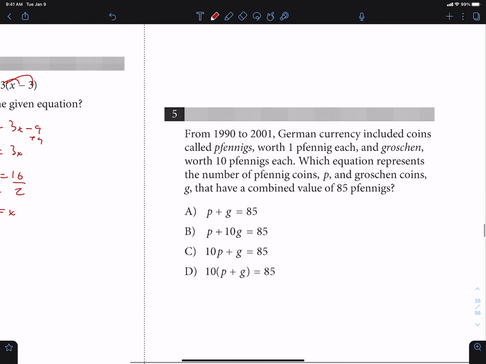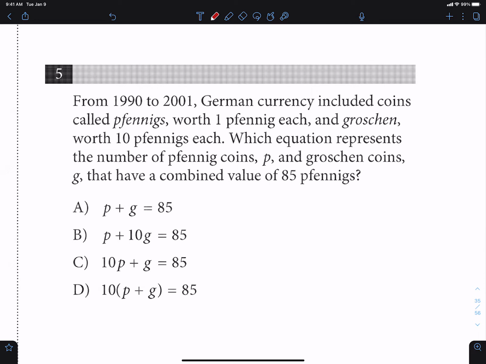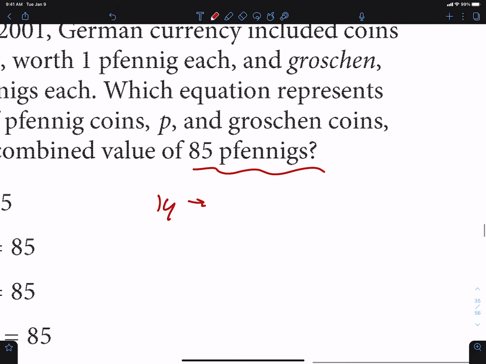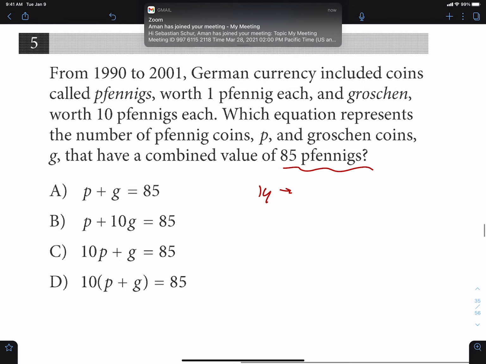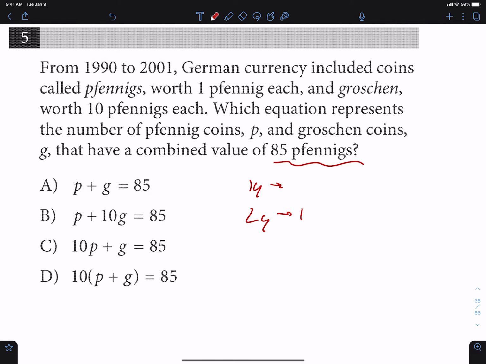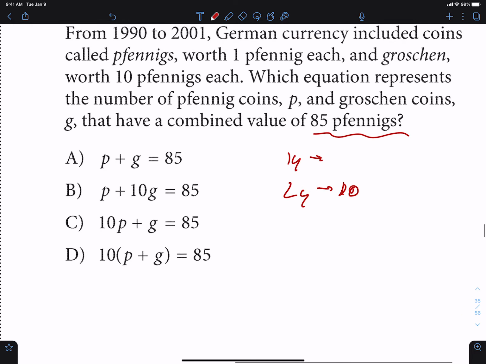From 1990 to 2001, German currency included coins called Pfennigs, worth 1 Pfennig each, and Groschen, worth 10 Pfennigs each. Which equation represents the number of Pfennig coins P and Groschen coins G that have a combined value of 85 Pfennigs? Alright. So we know that Groschen are worth 10 Pfennigs each. So for every 1 Groschen we have, we need to multiply that by 10 to get the corresponding value of Pfennigs, right? So if we have 2 Groschen, we are going to get 20 Pfennigs, and so on and so on.